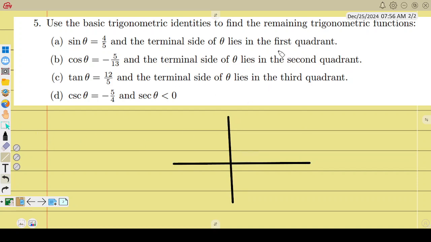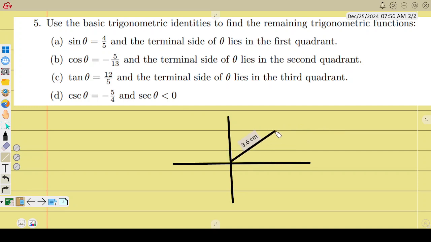So in the first quadrant, it means it's somewhere here. You see, in here we have sine theta. So we're going to draw our triangle.